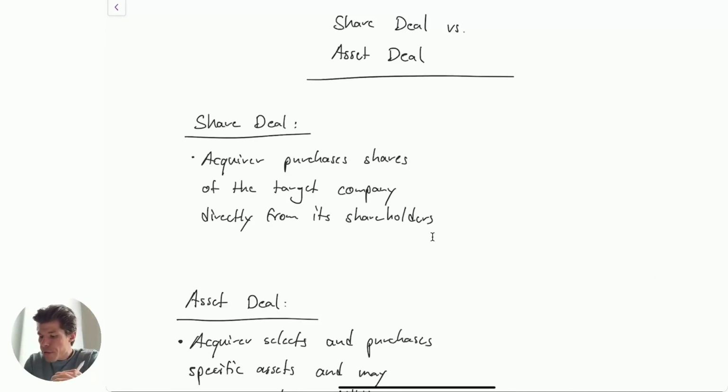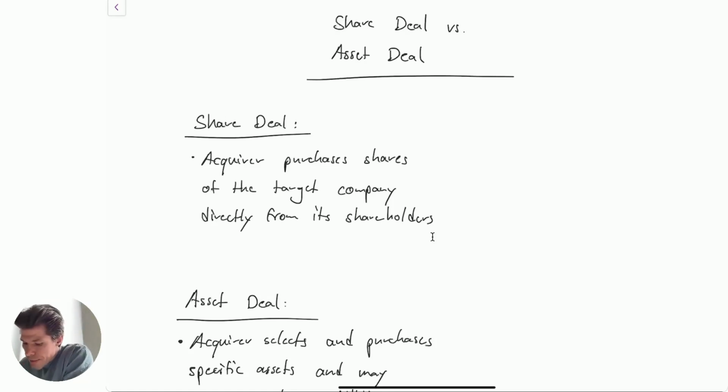Today, I would like to give you an introduction to a topic very close to my heart as a former M&A practitioner. I would like to give you an idea of what a share deal and an asset deal is. These are two methods used in M&A to actually acquire a company or assets of a company. And the main differences are how the company or parts of the company is being acquired.